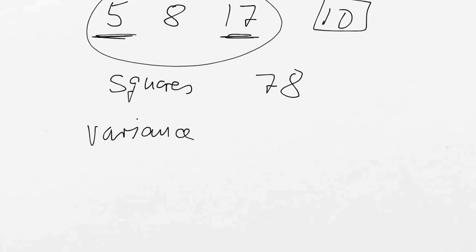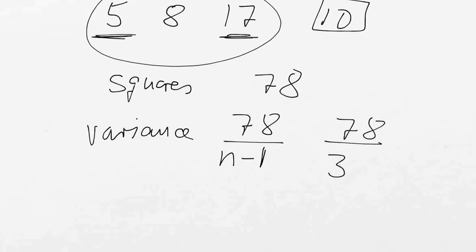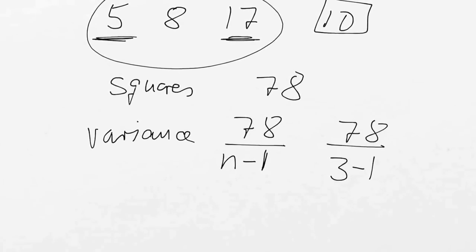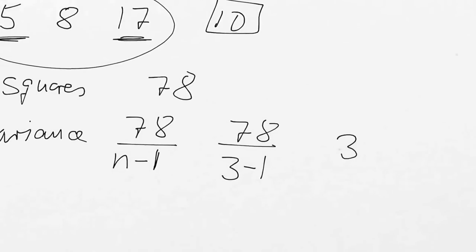What we now do is we do a little dirty trick. It's like eye gouging in rugby. We also divide it by the number of data points that we have, but we take away 1. We divide it by n minus 1. So 78 divided by 3 minus 1. Yeah? And that gives us 78 divided by 2, that gives us 39.